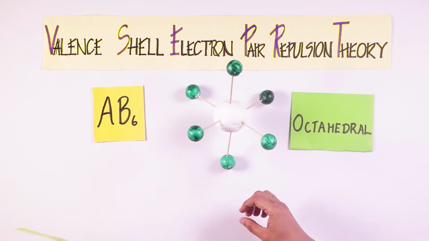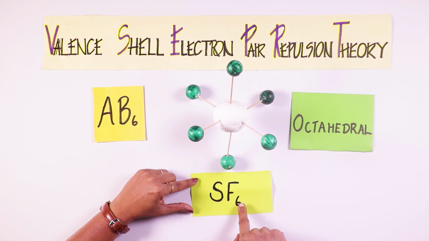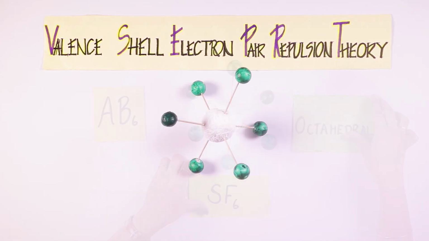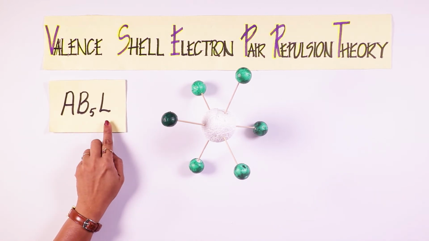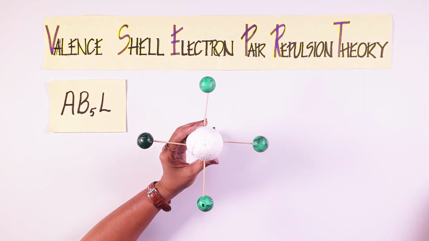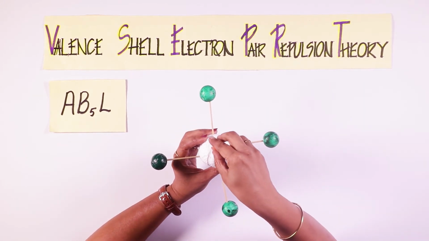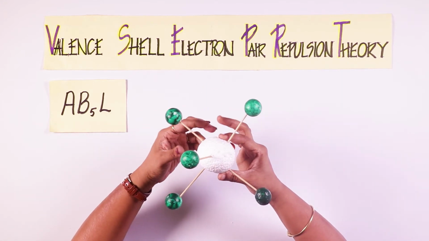An example of AB6 is SF6, where sulfur has 6 fluorine atoms. All the 6 electrons have gone for bond formation with 6 fluorine atoms. The next one is the derivative of AB6, where one of the bond pairs is replaced by a lone pair of electrons. Let's see what happens when one of the bond pairs of the octahedron is replaced by a lone pair of electrons. See, the shape has become square pyramidal.